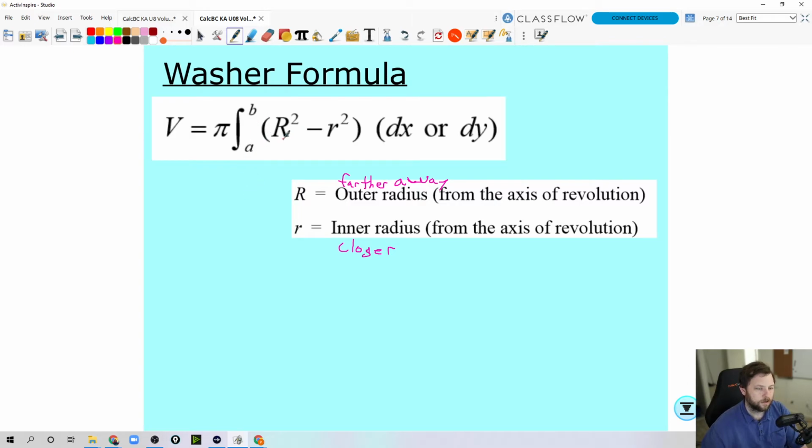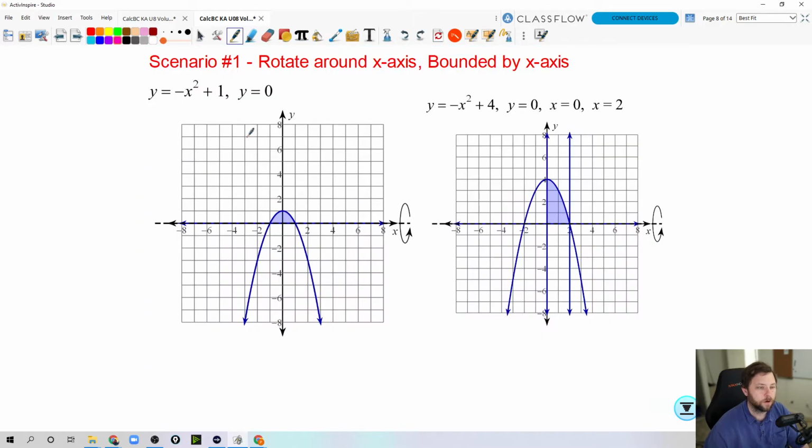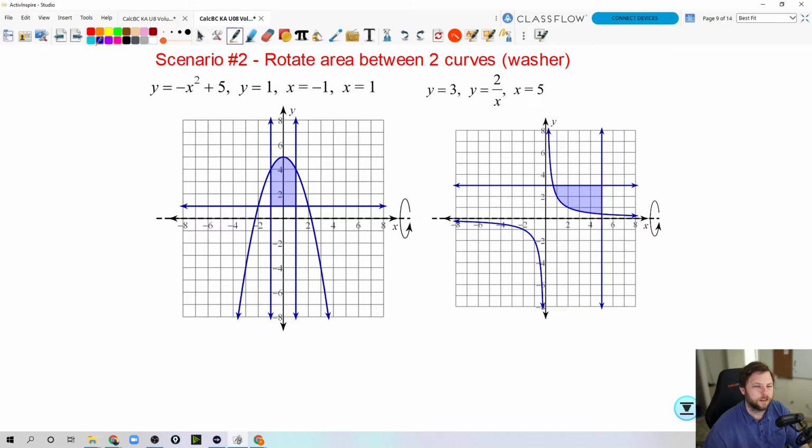All right? So big R squared minus little r squared, which is not the same thing as big R minus little r, squared. Those are not the same. Don't do that. That's not how that works. So let's take some scenarios. That's disk method. Let's take these two.